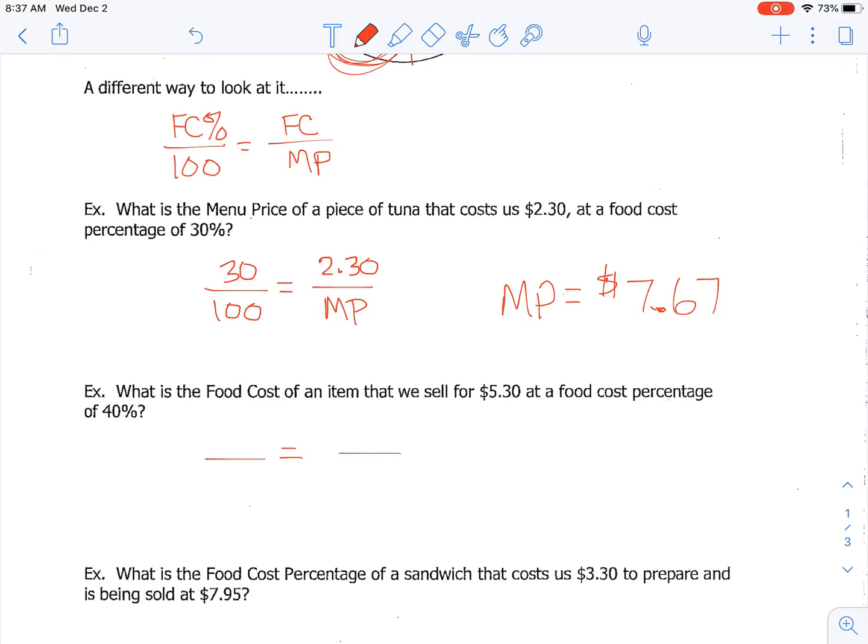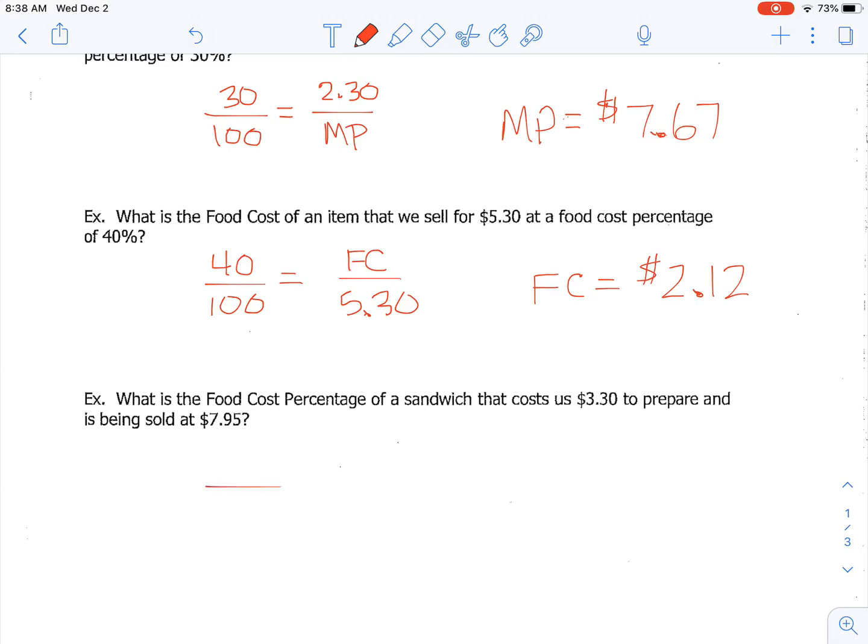So let's look at the next example here. And these three examples are just showing you three different ways you can use the formula. This says, what is the food cost? So that's the part we don't know. I have an item that we sell for $5.30, so that's the menu price, at a food cost percentage of 40%. Now you cross multiply and divide, and I'm not going through all those steps because we know how to do that from doing the yield percentage. So the food cost, it cost us $2.12 to make whatever that item is.